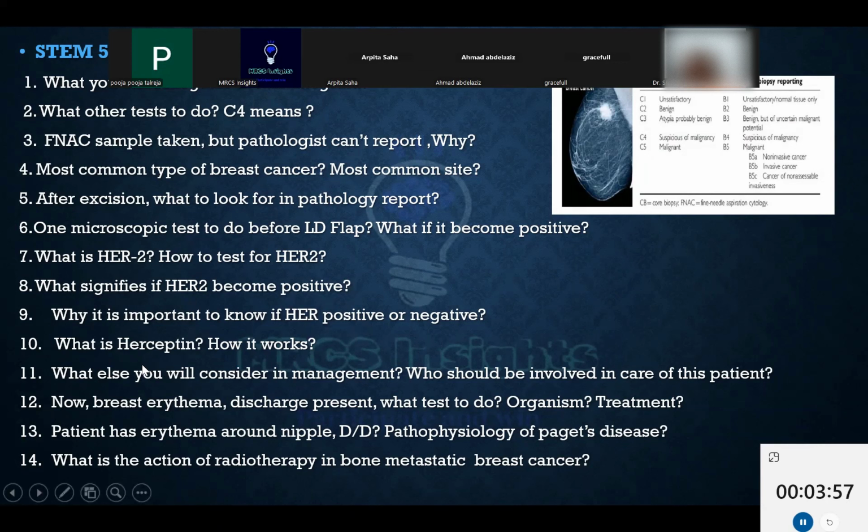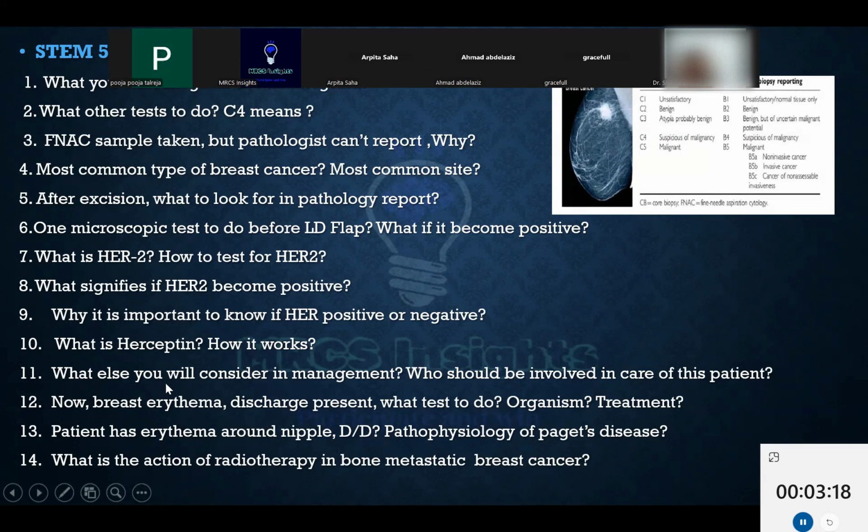What is Herceptin? Herceptin is a monoclonal antibody that targets the cells overexpressing the gene HER2. Very good. Thank you. Can you tell me how it works? It's a monoclonal antibody that targets the cells that overproduce the HER2 protein.